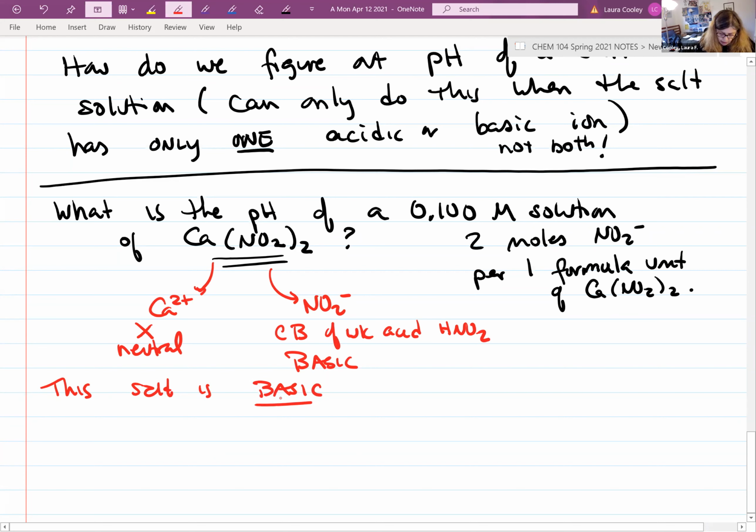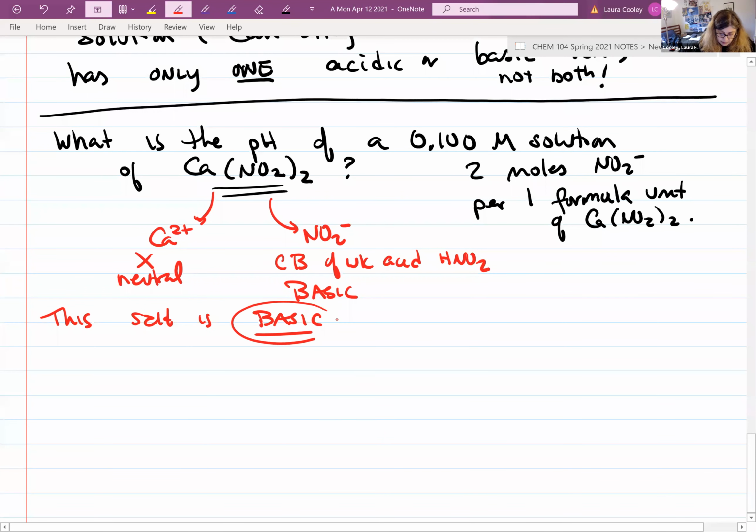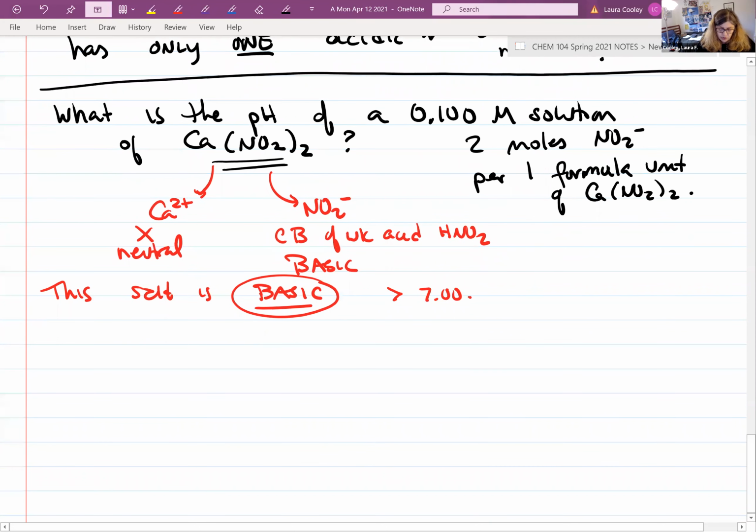And you should keep that in mind, because when we finish this problem, you should get a pH that's greater than 7. And if you don't, you did something wrong. Okay, so we know that this is going to come out greater than 7 somehow. So now, what do I do with this? How do I figure out the concentration of basically OH minus, and then I could use that to figure out H3O plus at equilibrium.